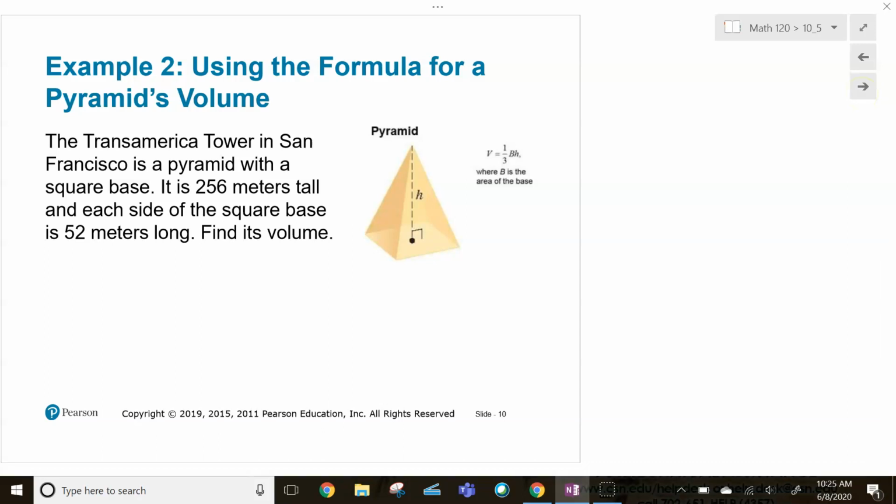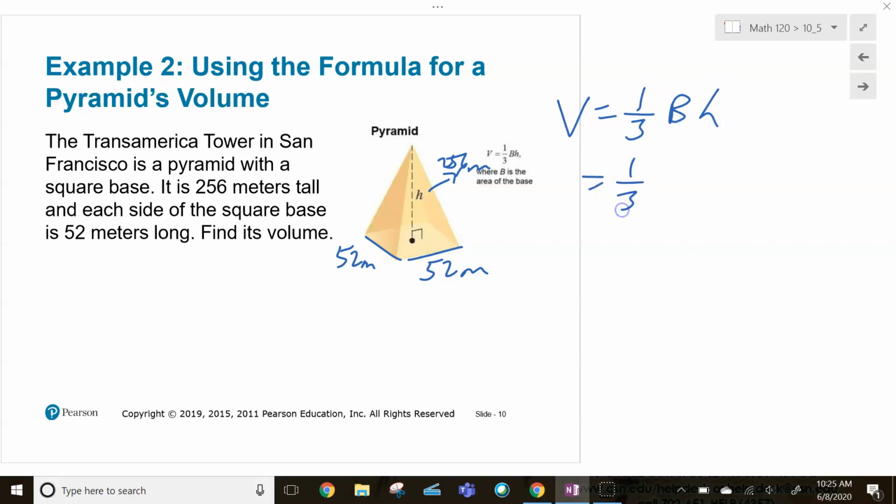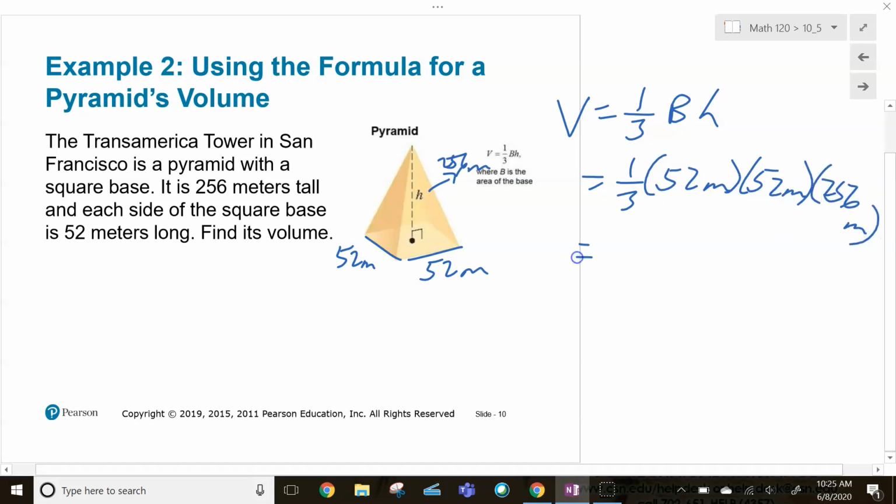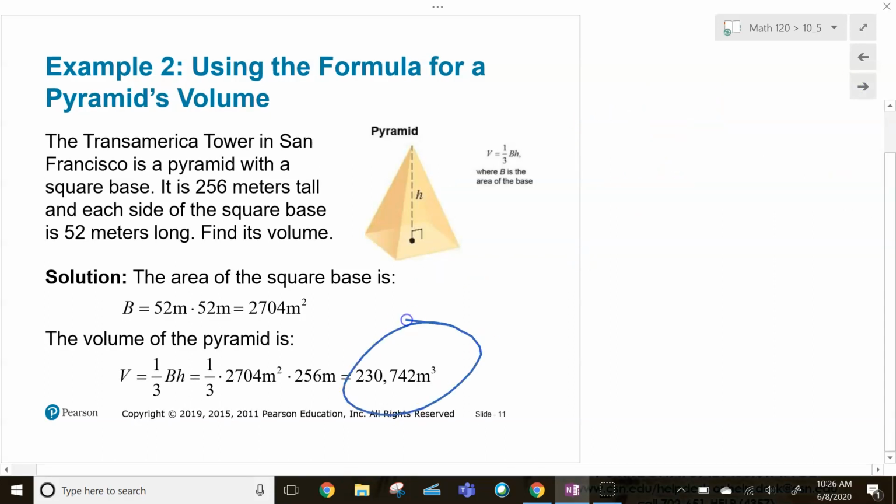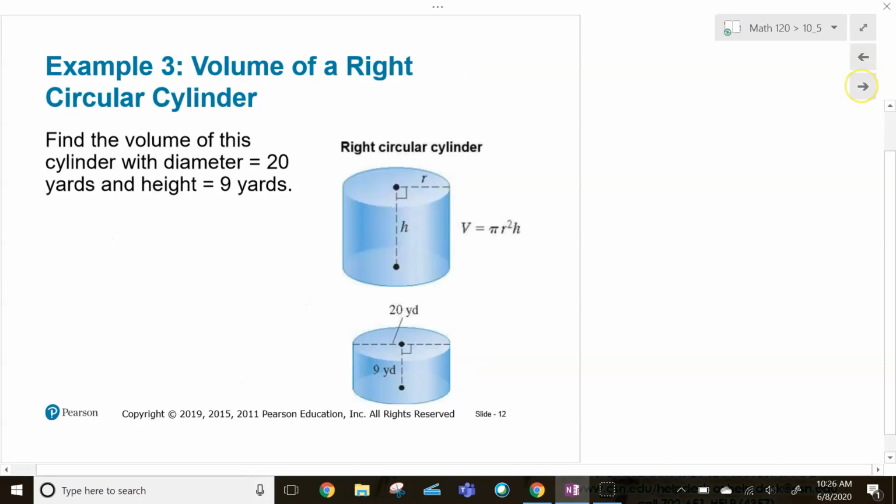Here's another one with another building. The Transamerica Tower in San Francisco is a pyramid with another square base. It's 256 meters tall, so that's 256 meters. And the square base is 52 meters by 52 meters. So same thing on this. Area of the base, in this case just a square, so 52 meters, 52 meters, and then the height, 256 meters. And then you just multiply all that together and you get 230,742 cubic meters. That's how big the volume is for that Transamerica Tower in San Francisco.